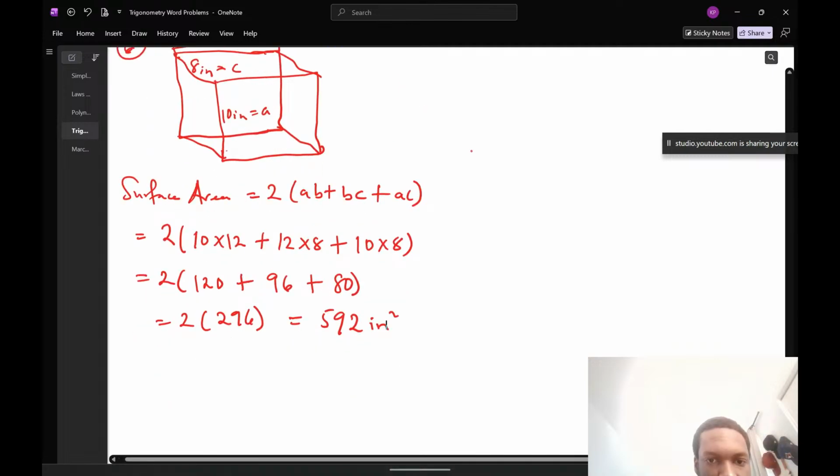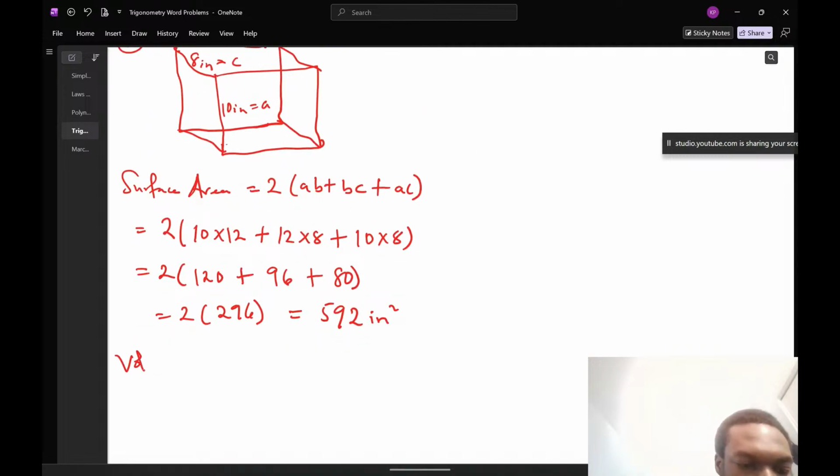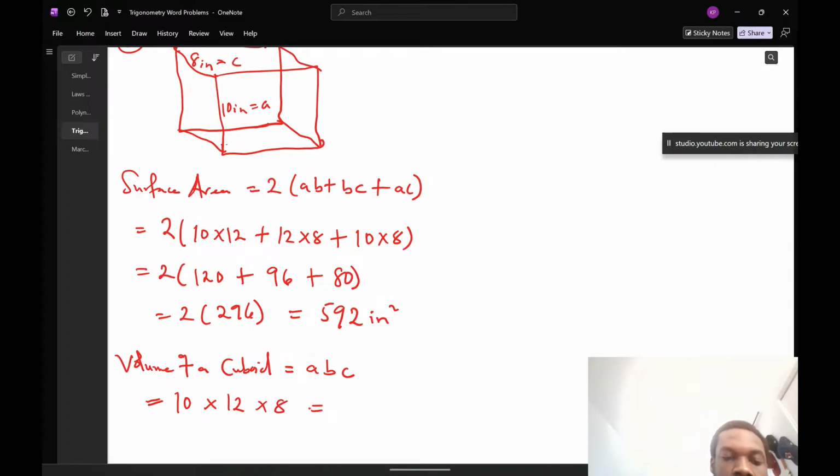592 inches square. So the volume of a cuboid is equal to A times B times C. Okay, and A is 10, B is 8. No, B is 12. Sorry, and C is 8. So 10 times 12 times 8.